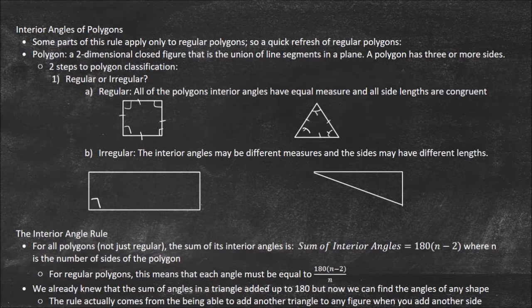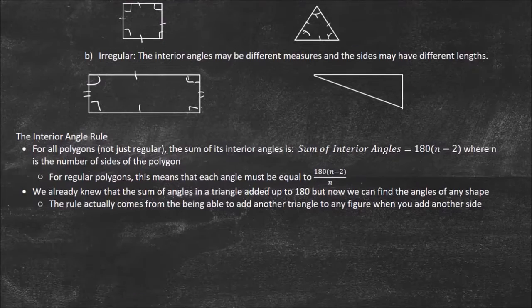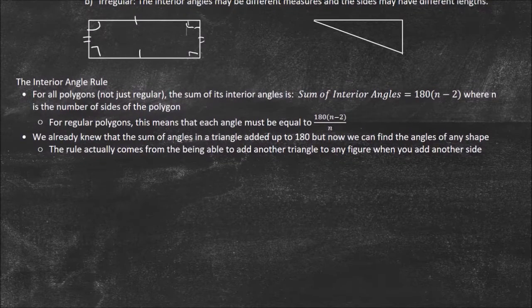So any rectangle is considered irregular. I know this one can be confusing because they all have the same angle, but they do have different side lengths, so they are considered irregular. Irregular is like most of the shapes you use. Regular is just the basic square, the equilateral triangle, and obviously other shapes that have the same measure for all angles and sides. So now let's get into what we want to talk about, the interior angle rule.